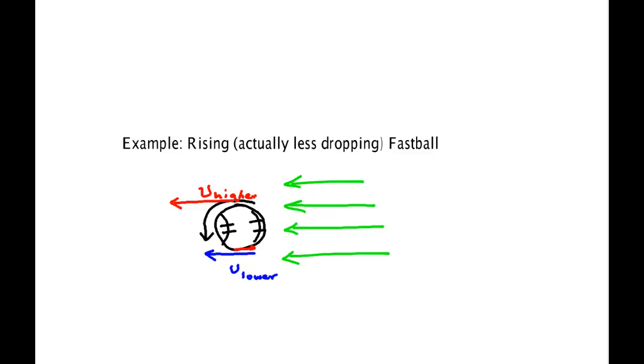Now, because this is a higher velocity than down here, that means that the downward push is less than the upward push. So P up is greater than P down. So we get a net lift. If you were to spin the ball the opposite way, you would get a net downward force. It's called a drop ball or sinker. So having a fastball that spins gets you an upward lift.